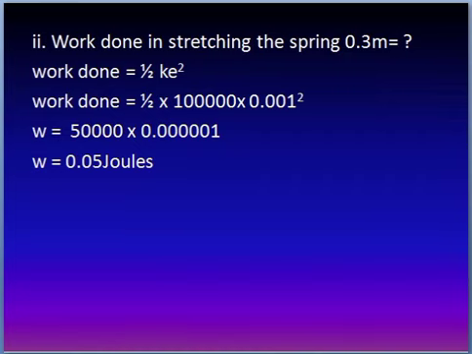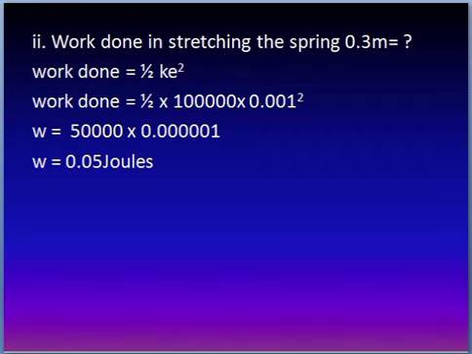2. We are asked to calculate the work done in stretching the spring 0.3 meter. So in order to calculate this, work done from this part is given as 1/2 Ke squared. So we have to substitute the value of our force constant and our extension given into this expression. You can still decide to use the formula 1/2 Fe since the force has been given, since you know your force and you also know your extension.